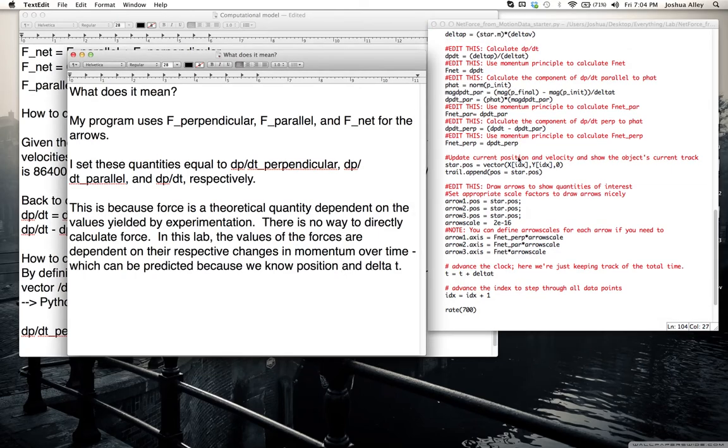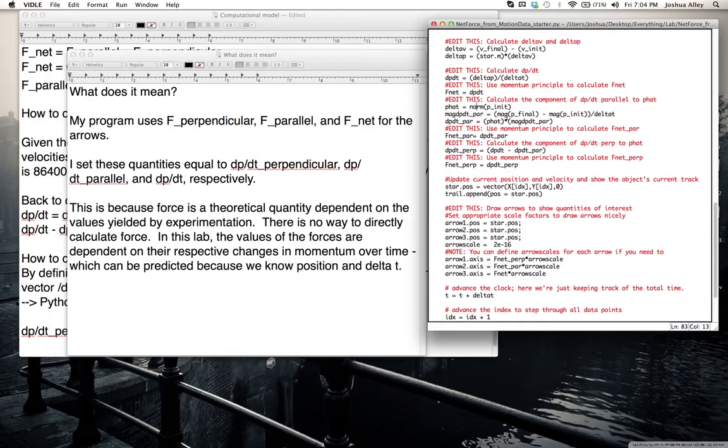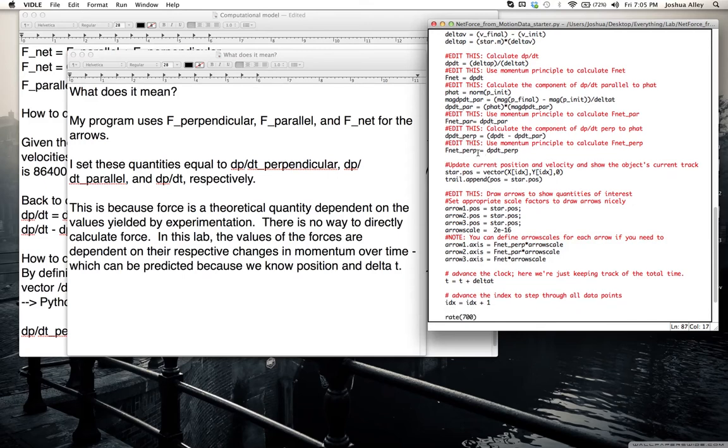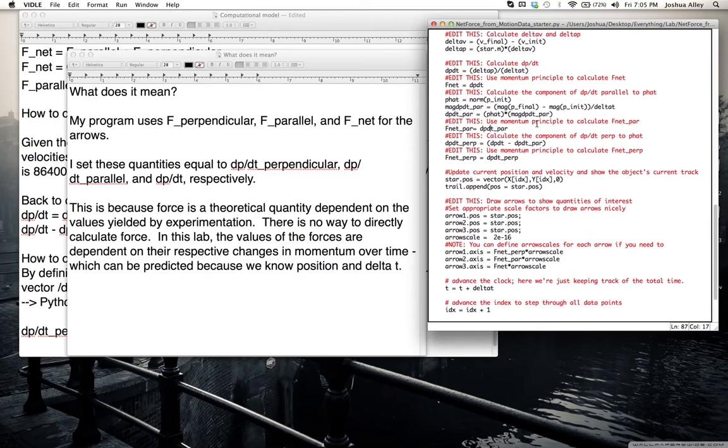To find the perpendicular and parallel forces, I normalized the initial momentum, and then I took the magnitudes of the final and initial momentum and divided that by the change in time. Thus dp over dt parallel is just that normalized momentum times the change in magnitudes. Fnet parallel is just going to be dp over dt parallel. Fnet perpendicular is just dp over dt, which was initially calculated, minus dp over dt parallel.